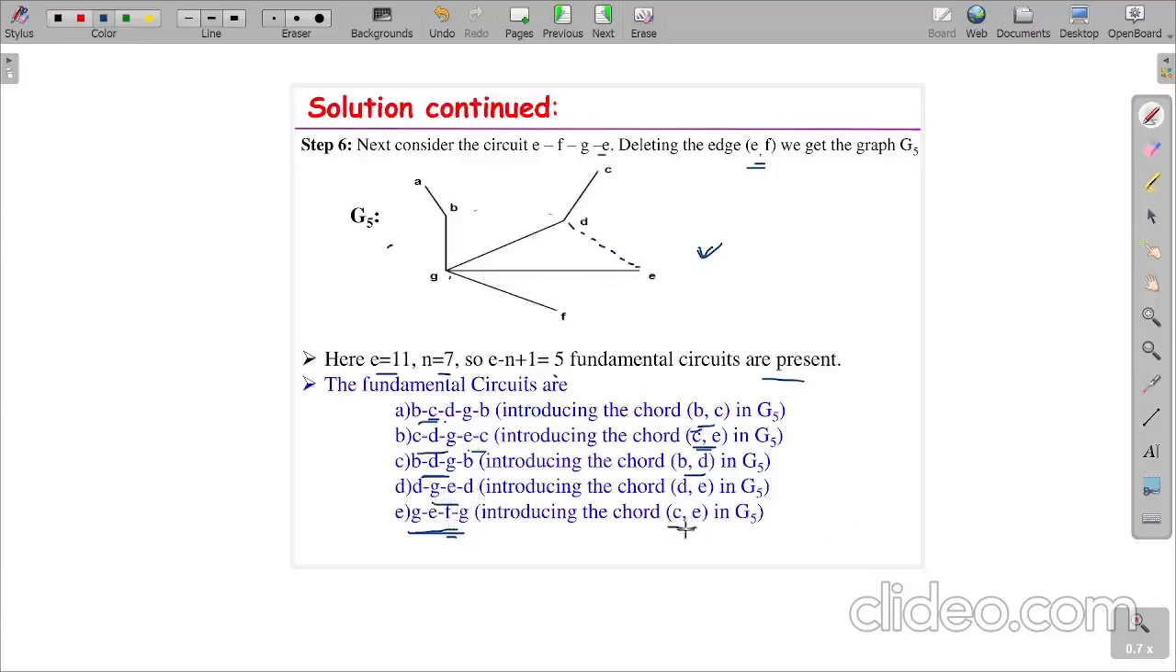Then our next chord is CE. If we are adding CE, what happened? So we can choose this one as our edge, but for this reason, many times I told you that you have to delete all the chords from the spanning tree, just add only one chord for which we need that fundamental circuit. So here we are adding C, E, and our fundamental circuit is C, D, G, E, C. So this is our fundamental circuit.